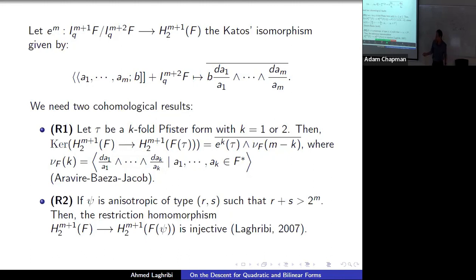And we have this injectivity result. You take psi, an anisotropic form of type RS, such that R plus S is bigger than 2a. Then this homomorphism is injective.